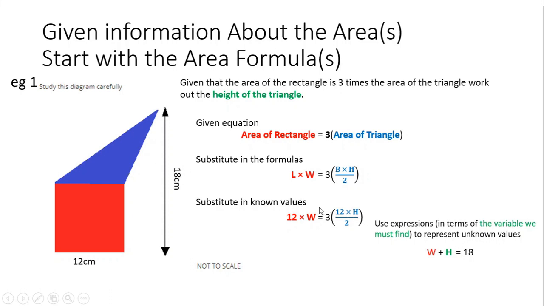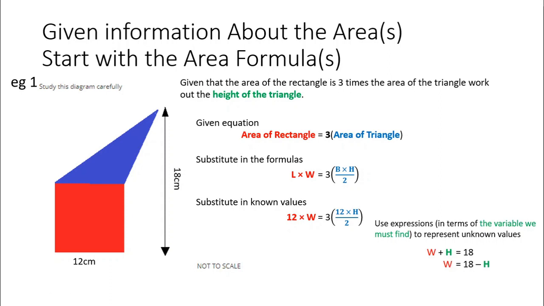So now, so that I can replace the W with some expression with the letter H in it, that way I'm going to have an equation with just H's and numbers, so I can solve to find out what H is. So getting W on its own, I'll send H to the other side.